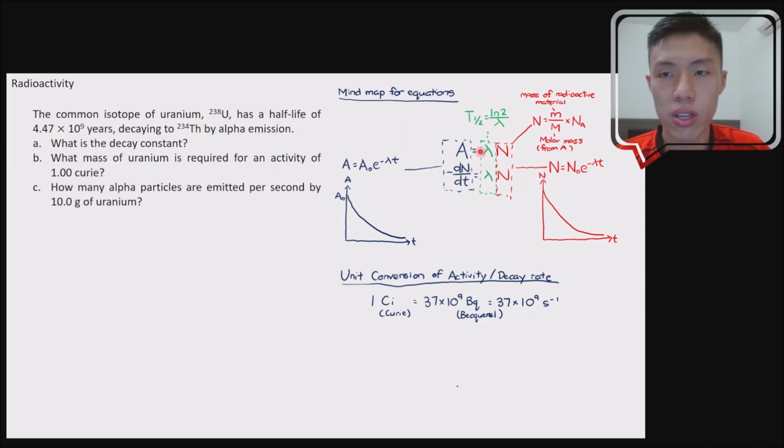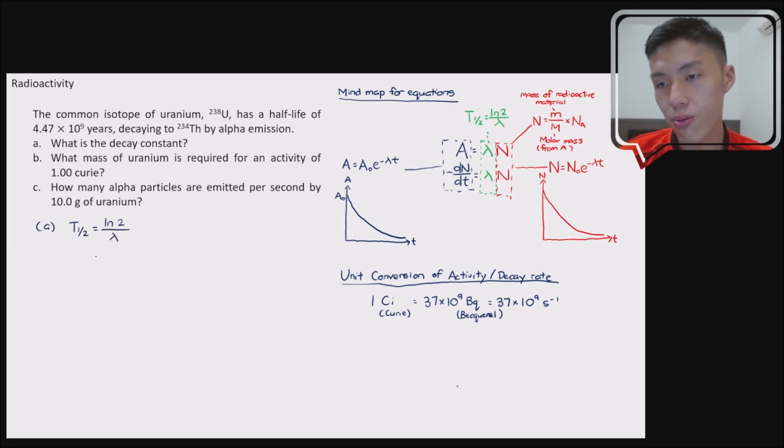Okay, so the half-life is somewhere over here in our mind map. Not my map, just this equation map. So what is the decay constant? Decay constant is lambda, so you can see that it's directly related to this equation over here. So that allows us to solve the first question, A. Okay, so A, you are given the half-life, then you're asked to find the decay constant.